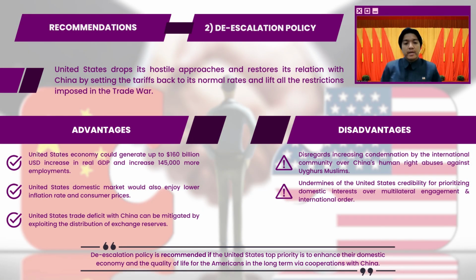Assalamualaikum warahmatullahi wabarakatuh. My name is Muhammad Zubair bin Muhammad Rosdi, and for this part I will be presenting the second recommendation, which is implementing a de-escalation policy.